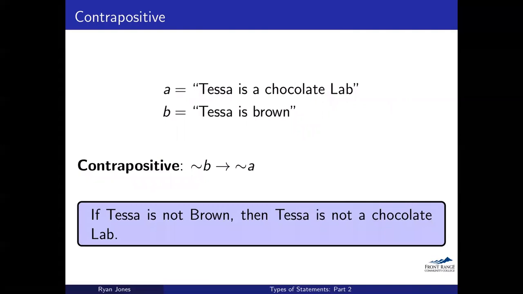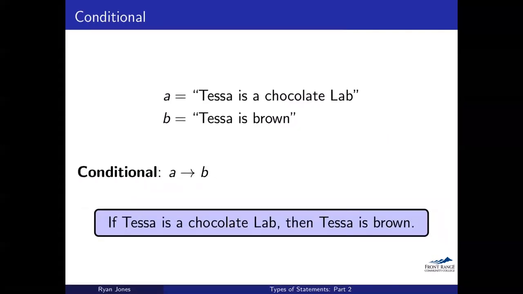Lastly, we have the contrapositive. I flip and I negate. So I'm swapping the order of the if-then and I'm putting negation symbols in front of both sides. So I would say, instead of saying Tessa is brown, I'll say, if Tessa is not brown, then Tessa is not a chocolate lab. And that's the contrapositive. I've flipped both and I've negated both.